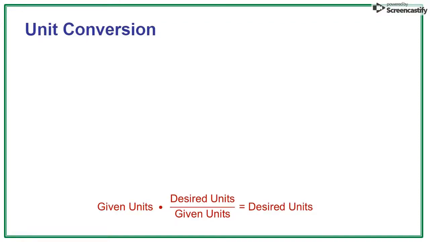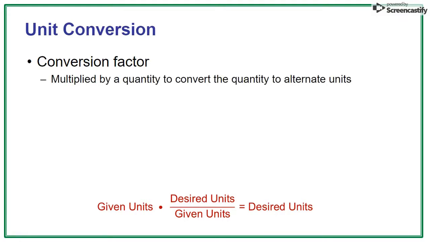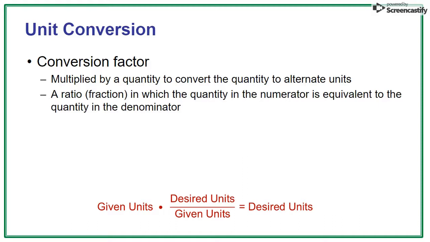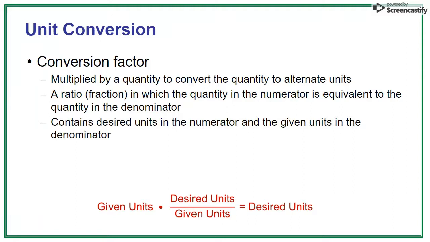In order to convert from one unit to another, first we need to understand the conversion factor. We start with a quantity measured in a given unit. We multiply that quantity by a conversion factor to convert the quantity to alternate units. The conversion factor is a ratio expressed as a fraction in which the quantity in the numerator is equivalent to the quantity in the denominator. So when creating a conversion factor, the desired units should be placed in the numerator and the given units in the denominator. Setting up the conversion factor this way is an important step in correctly converting the units.